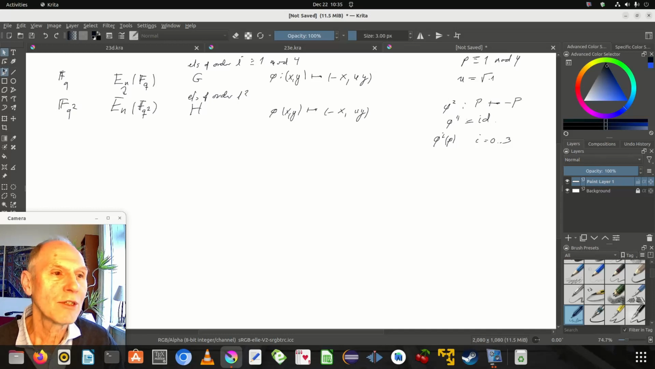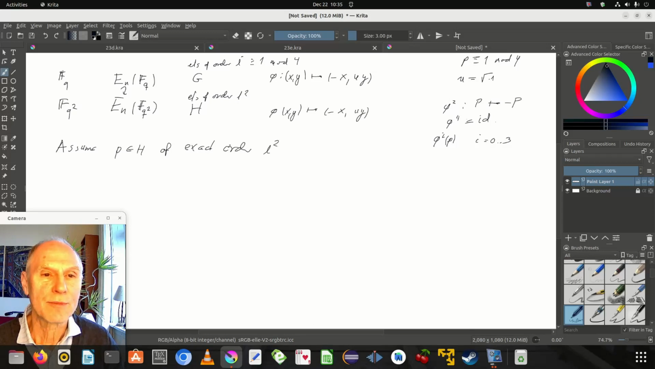I think the next step is to assume that we have a point in H of exact order 25, or L squared. And then see if I can come anywhere from there. But that was just the thing I thought about this morning, and it seems to hold. And I think a little about this, and then if I get any ideas, I'll make a new recording today.